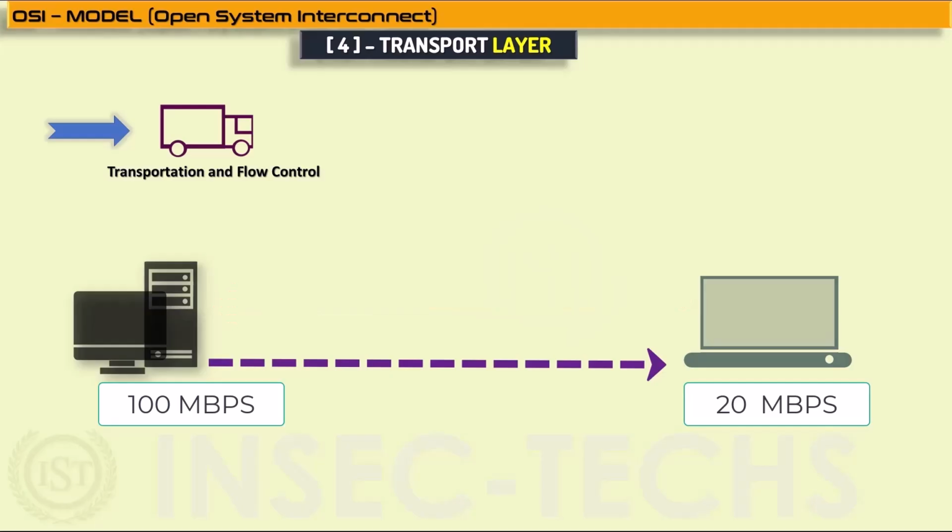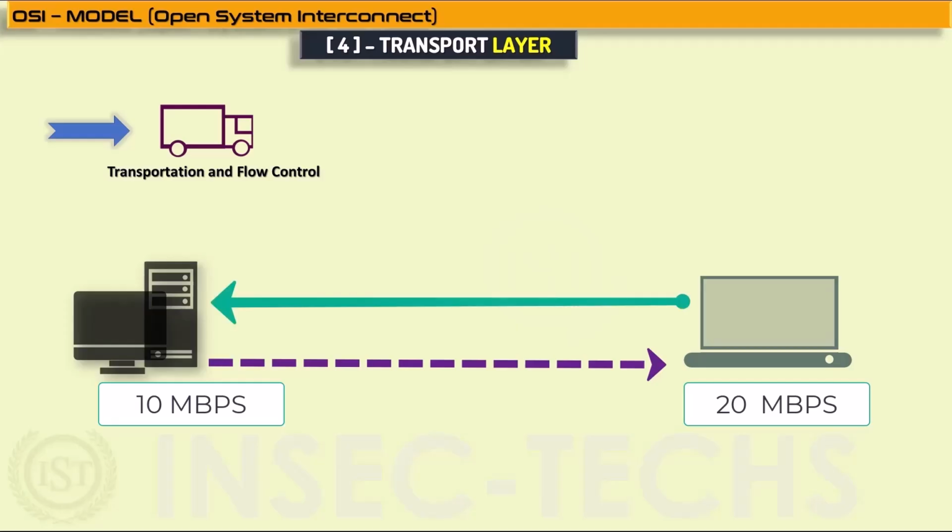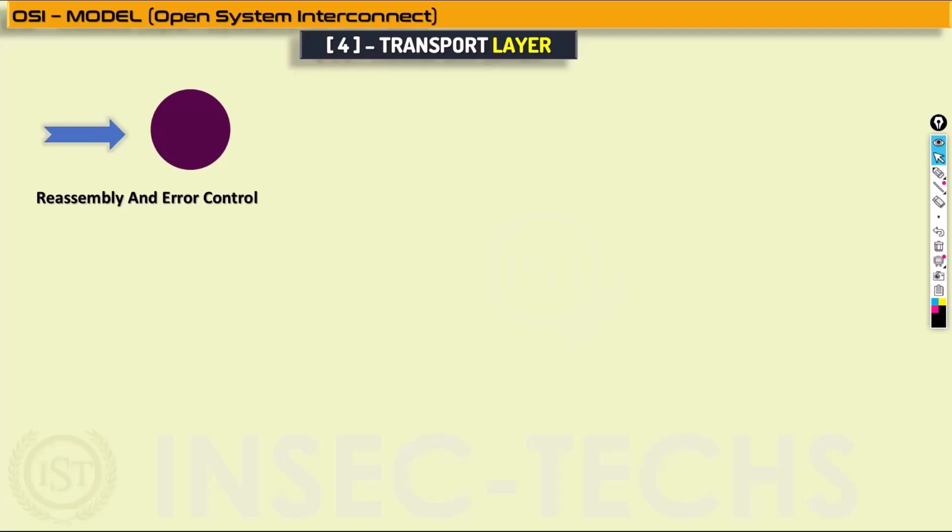And the other way, the opposite way, if the server is sending data at the rate of 10 Mbps and your machine has a capacity to process the data at 20 megabits per second, it will tell the server to increase the data transmission rate, and this is called flow control. The next function of transport layer is reassembly and error control.